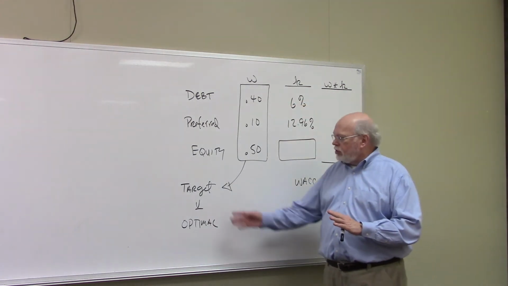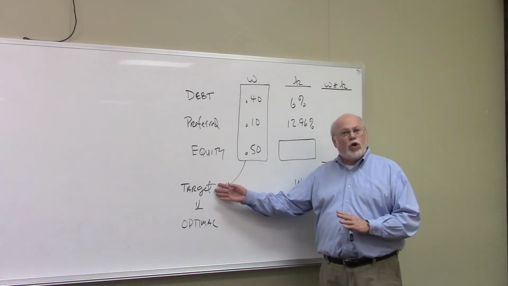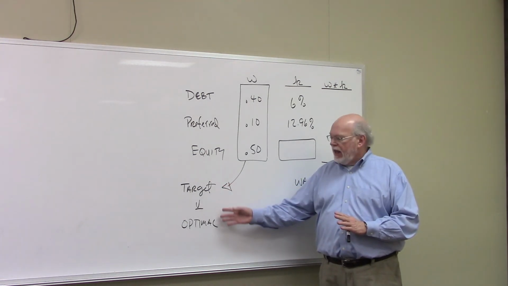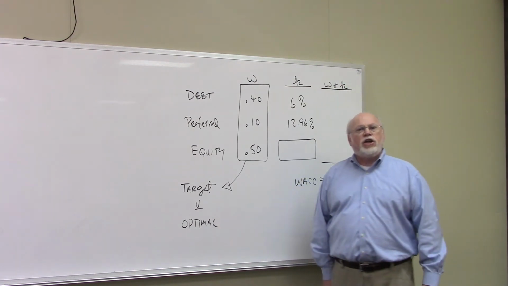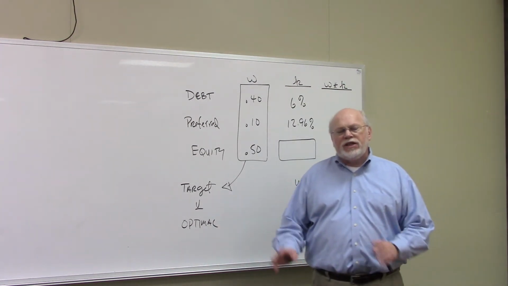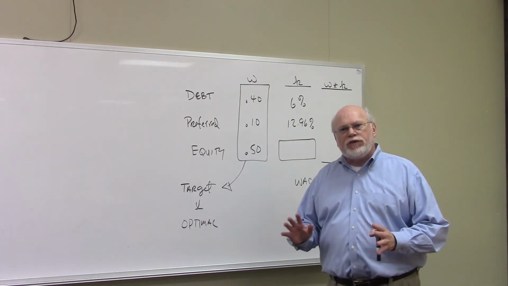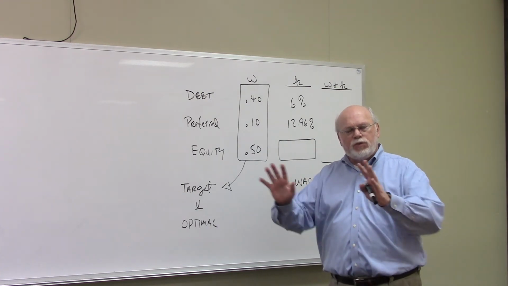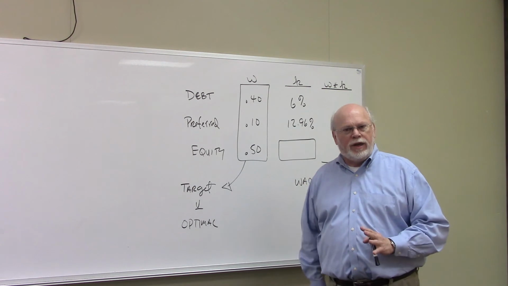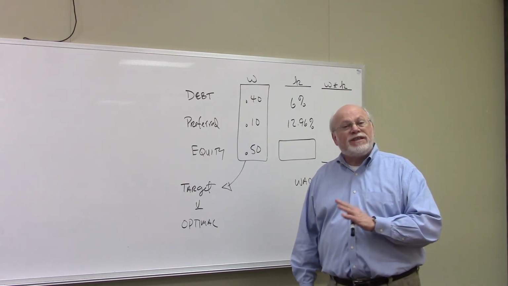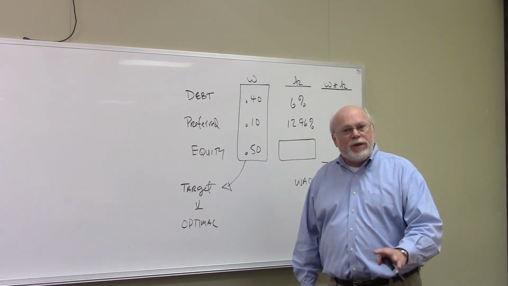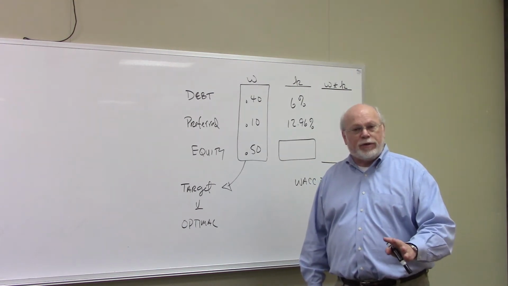Now, capital structure is often referred to as a target capital structure, and it's sometimes referred to as an optimal capital structure. A target capital structure is the observed manner by which a firm raises capital. That's what you see them doing, and that's indeed what they're doing because they think that will minimize the weighted average cost of capital.